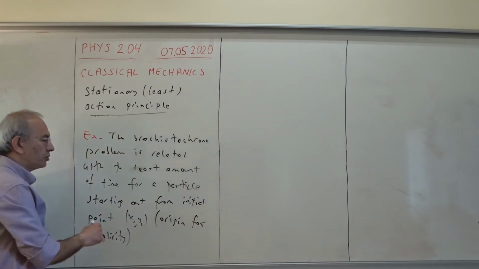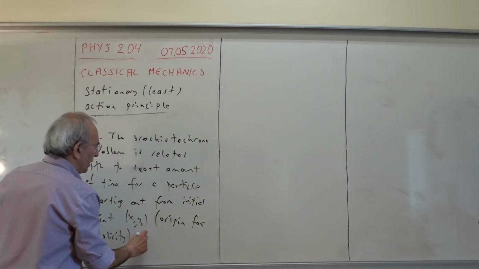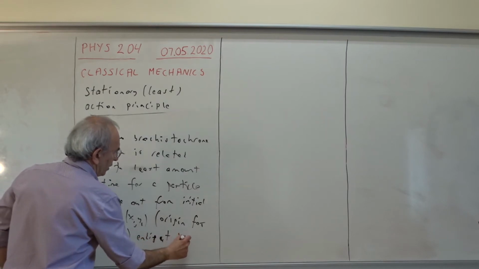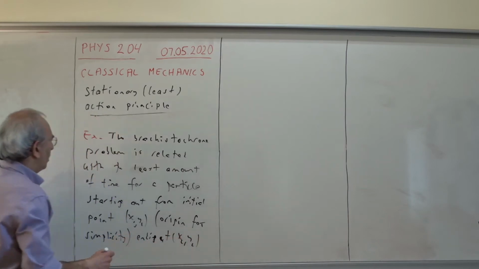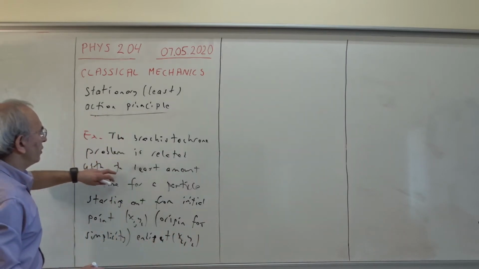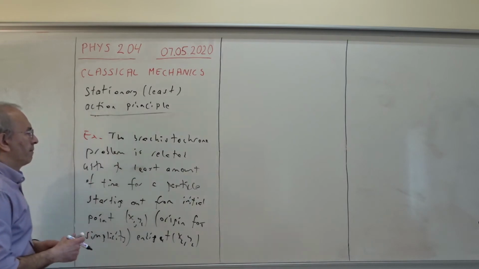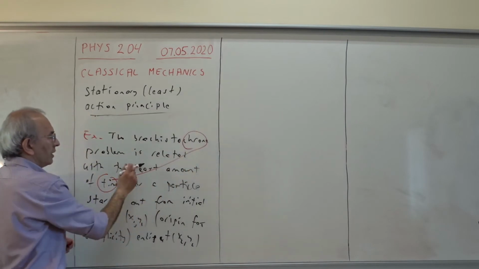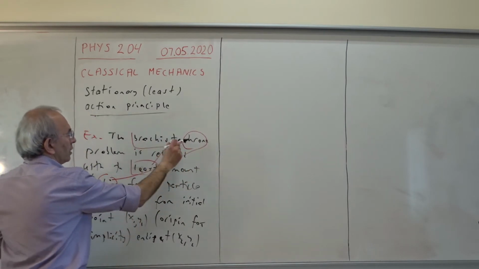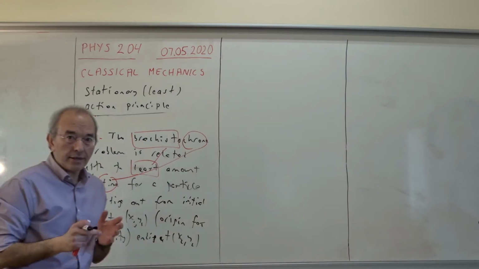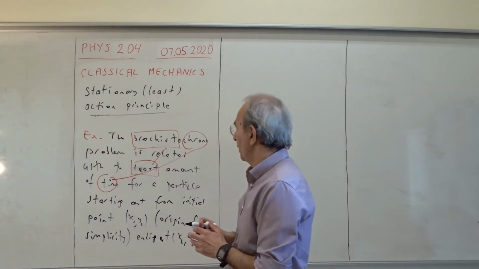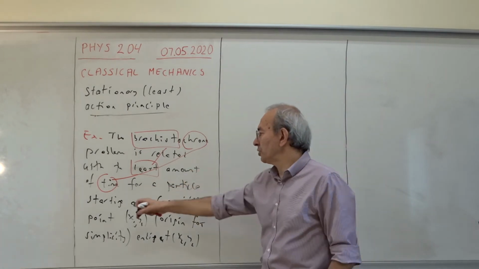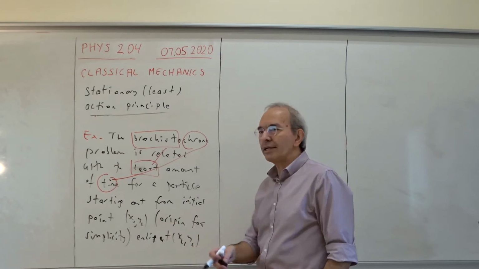Okay, starting out from initial point x1, y1, ending at final point x2, y2. So that is our purpose. The problem is related with the least amount of time for a particle starting out from initial point x1, y1, ending at x2, y2.